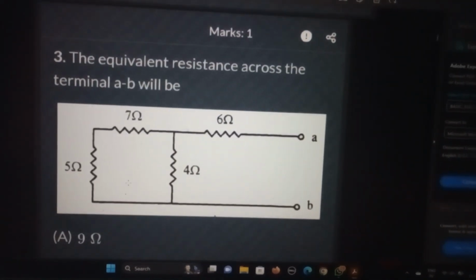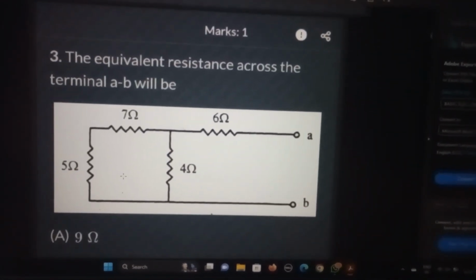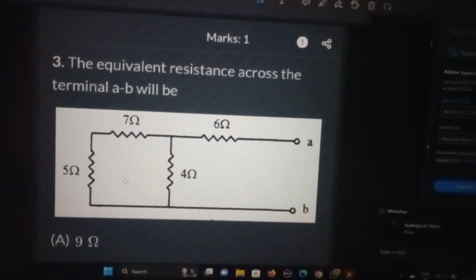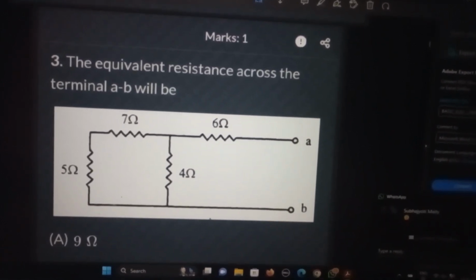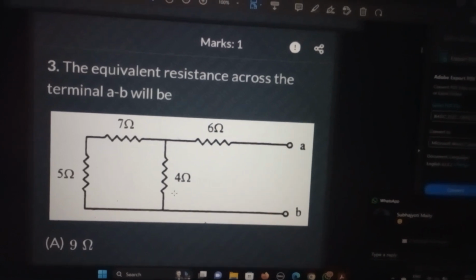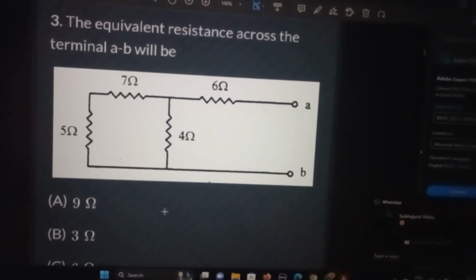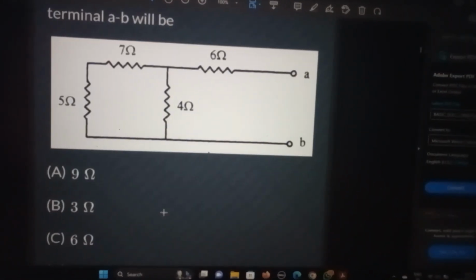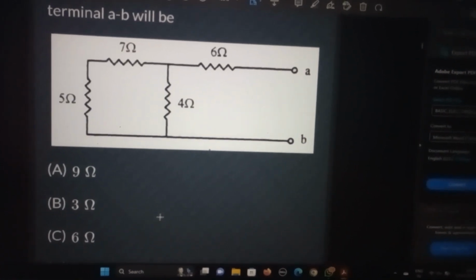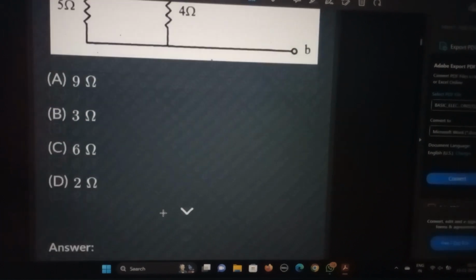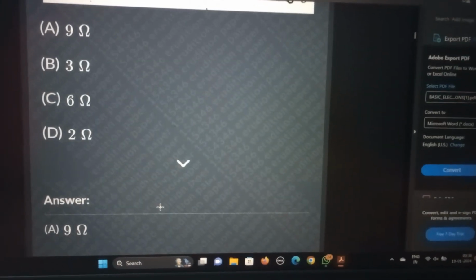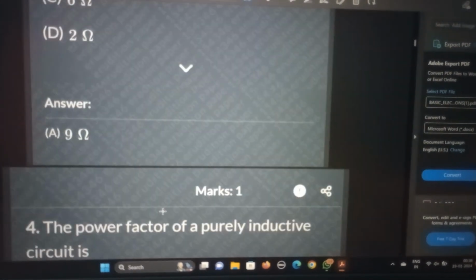Number 3. The equivalent resistance across the terminal AB will be, this is the picture: option A, 9 ohm; option B, 3 ohm; option C, 6 ohm; option D, 2 ohm. The answer is 9 ohm, option A.